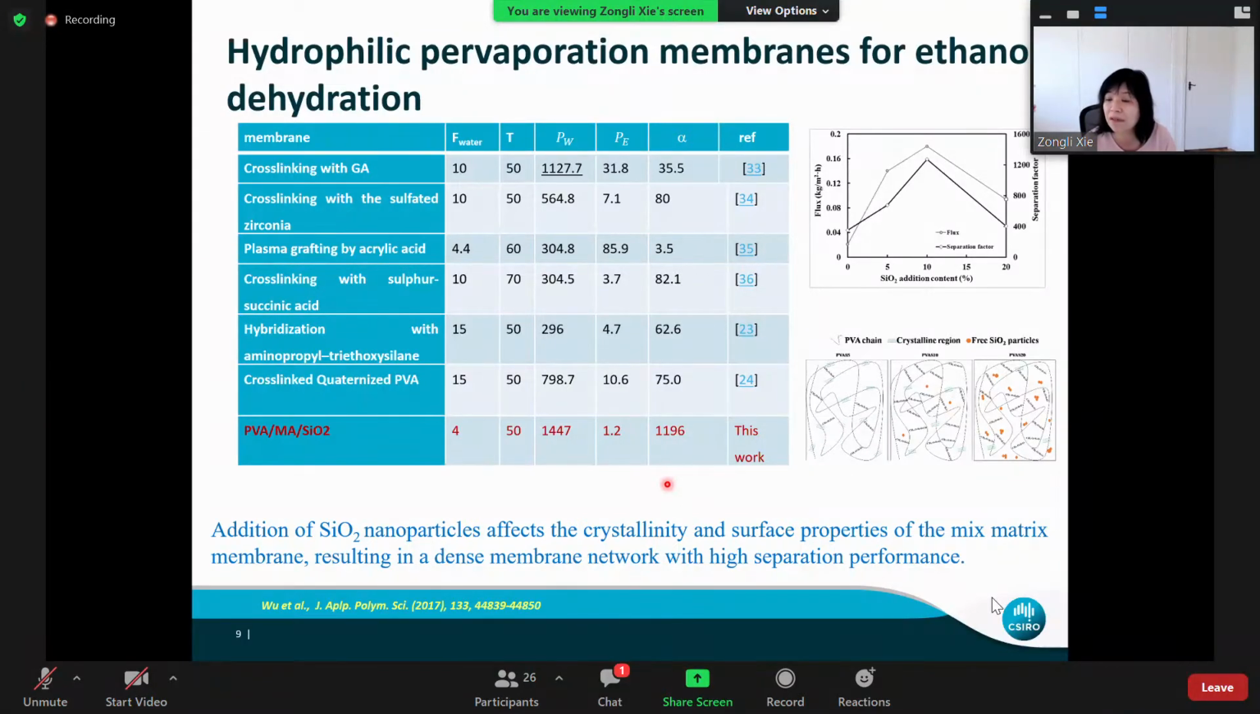So we evaluated this membrane for both desalination and ethanol dehydration, because we know that for evaporation, one of the first commercial applications is actually in the solvent dehydration space. So this is just one of the summaries. We just compare with the other work.